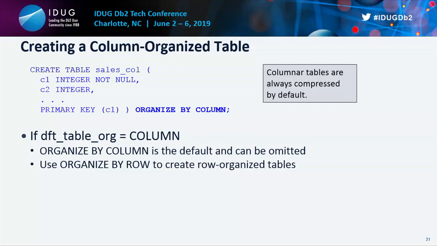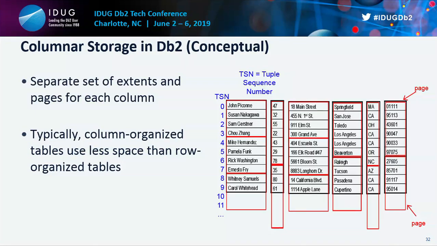If you create a table, you can either say organized by column, or if the default org equals column, it will happen automatically. If you've set this and you want one that's row, you say organized by row. So fairly simple. The other thing to mention is columnar tables are always compressed. I should take out the by default because they're always compressed. You can't really turn it off, unlike row-based, where you can have them compressed or not compressed or different levels. We pretty much went through this in much more detail in the front matter, right? So the key is you've got TSNs. You've got things that are split by pages per column and actually per extent.